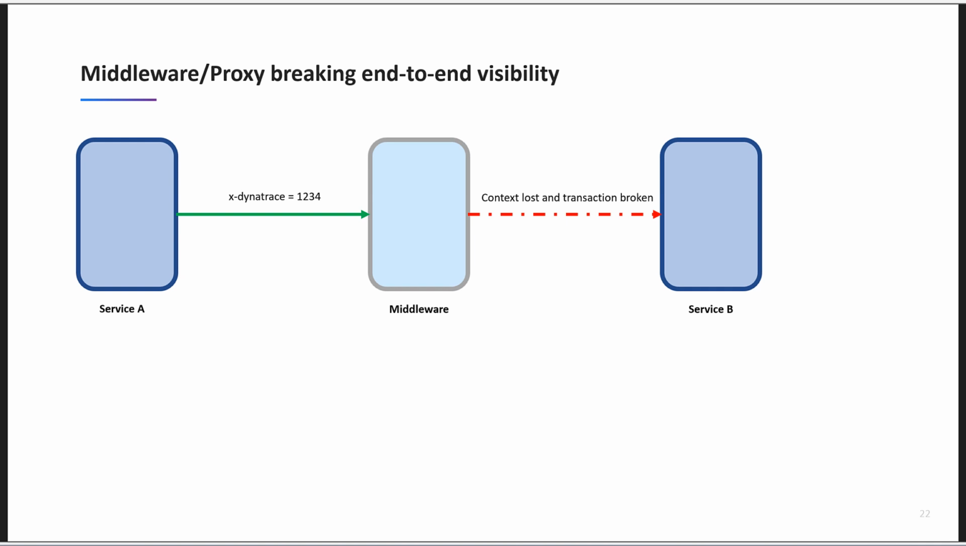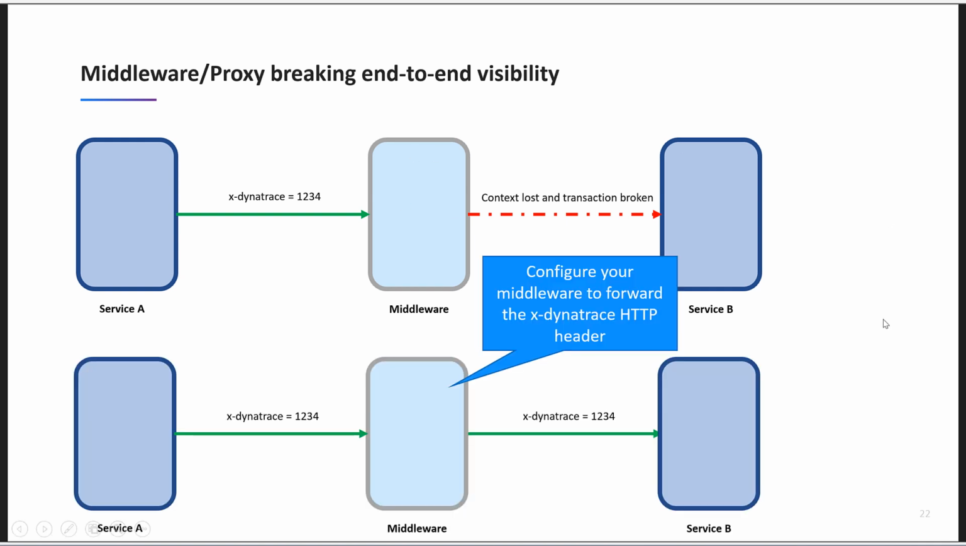So the first quick thing to do, if that's possible, and that's possible for many applications, is to configure your middleware, your proxy, and tell it to automatically forward the X Dynatrace header. That's for a proxy or some API middleware, something that's possible to configure. If you configure this component to automatically forward it, then you will get the end-to-end visibility from service A calling service B over this third-party component.